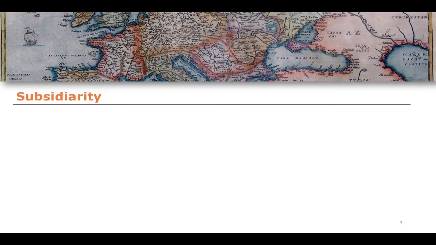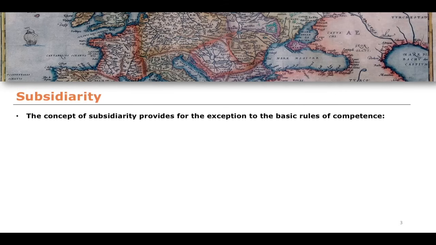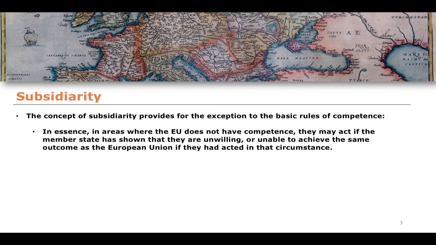So let's begin then by just defining and explaining what subsidiarity actually does and how it actually works. So the concept of subsidiarity, what it essentially does is provide what you could describe as an exception to the basic rule of competence. Essentially speaking, what subsidiarity tells us is that in areas where the European Union does not, on its face, have competence, i.e., it does not have competence as defined by the primary law of the European Union, the European treaties, they may act if one of the member states, or if the member states as a collective, have shown that they are unwilling or unable to achieve the same outcome as the European Union if they had acted in that circumstance themselves.